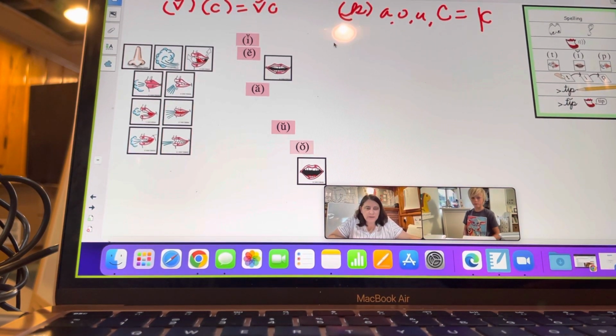Mm-hmm. Okay, then I want you to spell the word craft. Echo it. Echo craft. The word craft. No, don't write it yet. Liam, get your mouth pictures. We want to figure out the sounds before we name the letters that go with them. So, k-r-a-f-t. That's five sounds. You should have five mouth pictures.